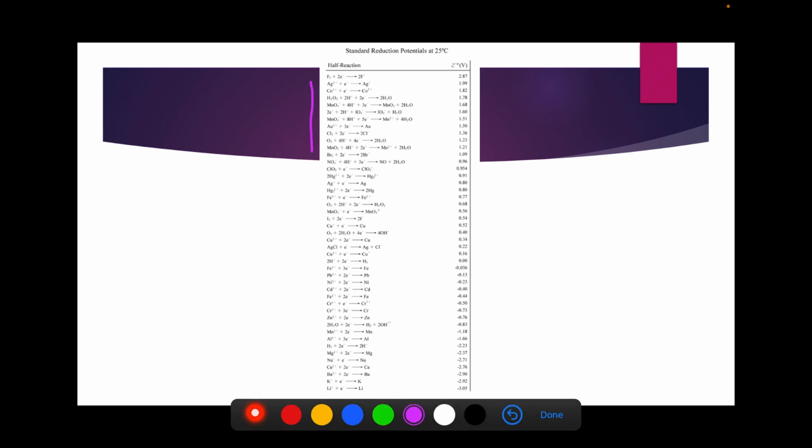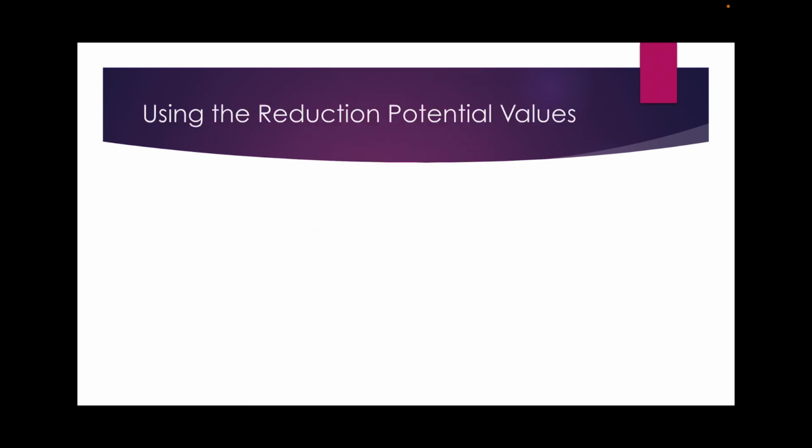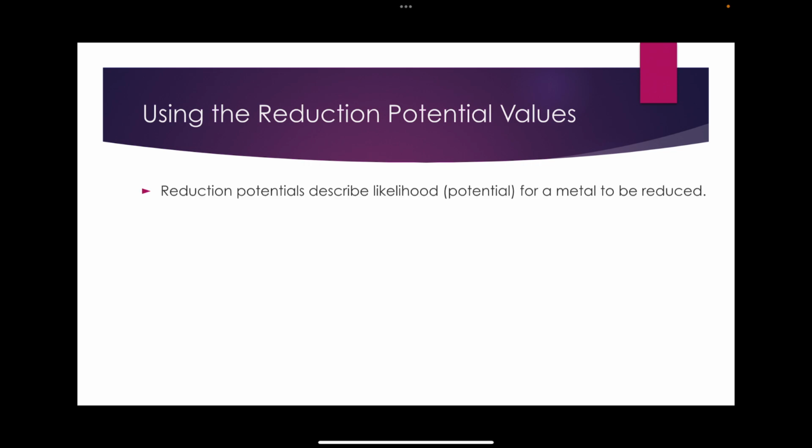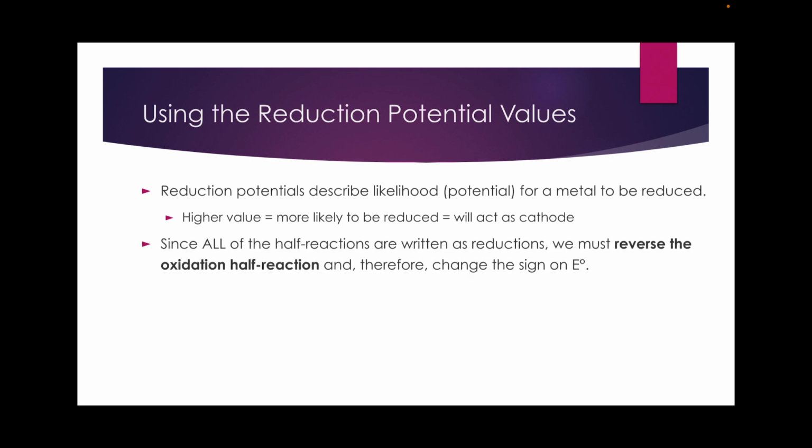Here's a standard reduction potential table. Notice that this gives the reduction potential for each of these reactions. So how do we use these reduction potential values to determine the cell potential? Recall that reduction potentials describe the likelihood or the potential for a metal to be reduced. Therefore, the higher the reduction potential, the more likely the element is to be reduced and the more likely it is to act as a cathode.